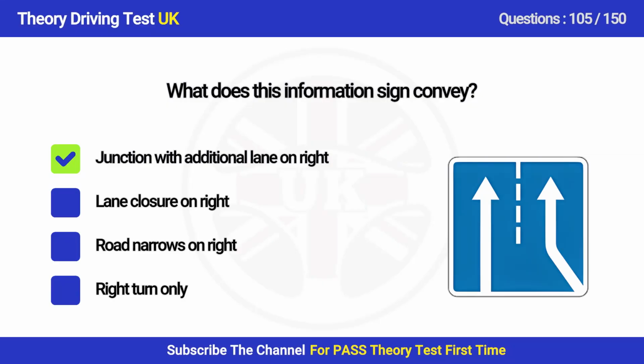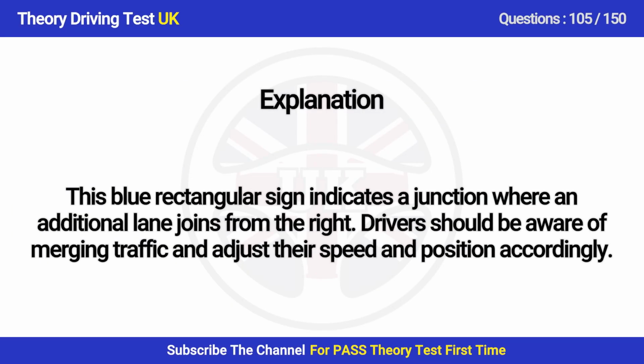Answer is A, junction with additional lane on right. This blue rectangular sign indicates a junction where an additional lane joins from the right. Drivers should be aware of merging traffic and adjust their speed and position accordingly.